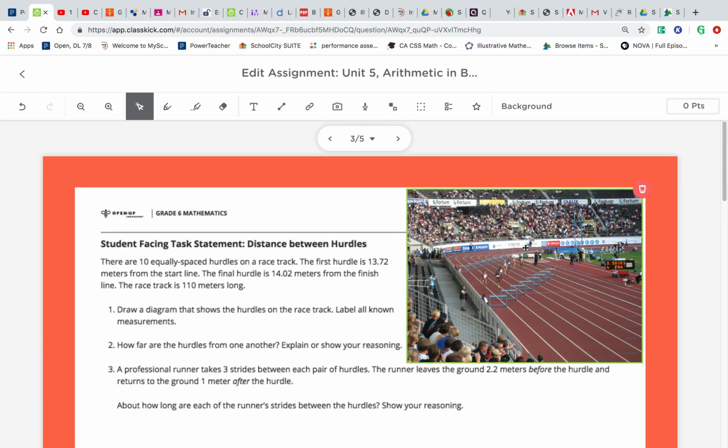Today we're going to be talking about distance between hurdles. You can see here on the picture, we have an example of a track in which there are runners who are in a hurdling race. These are the hurdles that they're going to jump over. And you can see that they're not aligned straight across, right? This hurdle is way behind this one.